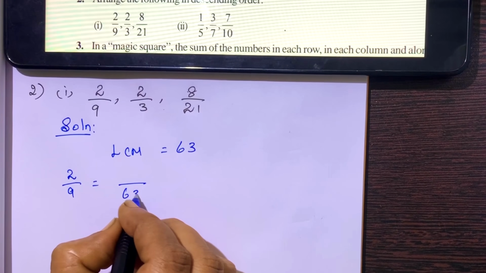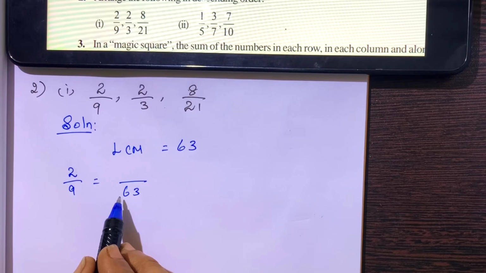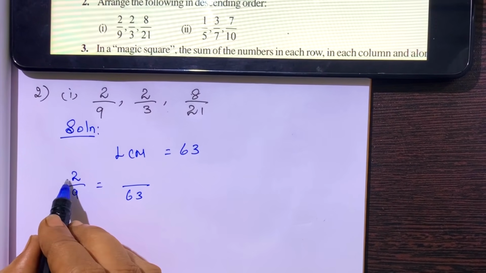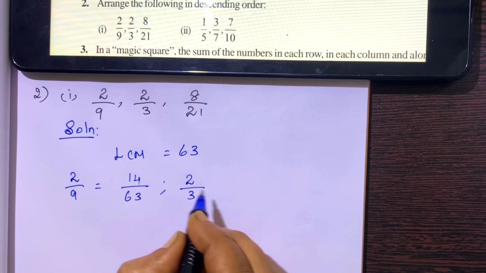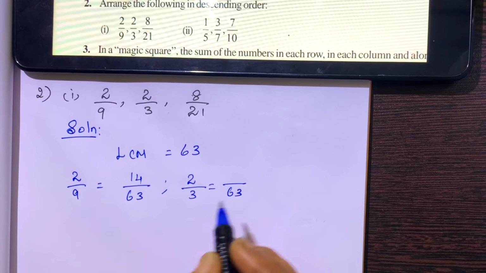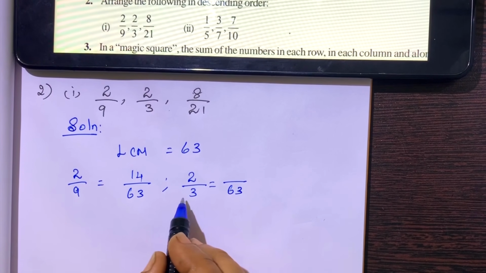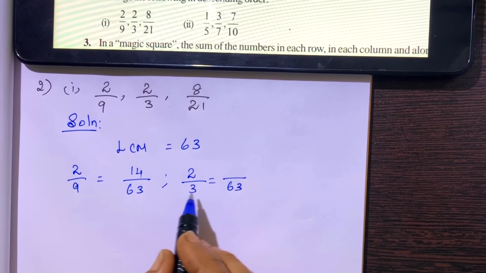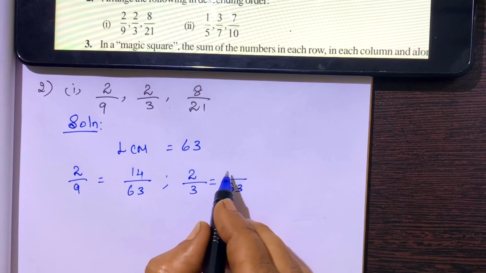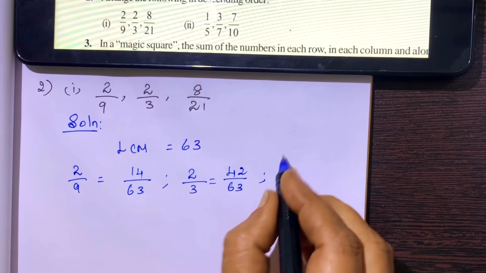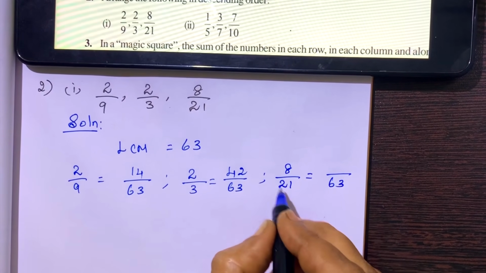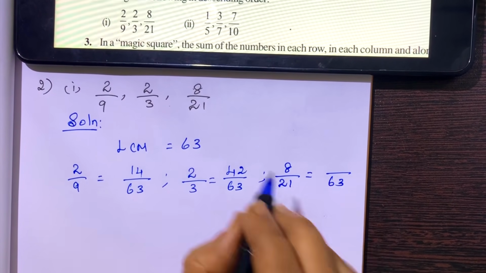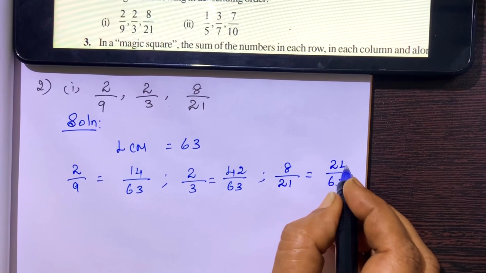First number I am taking is 2 by 9. Making the denominator 63 means 9 7s are 63, so 2 7s are 14. Same like that, 2 by 3. Making it 63 means we have to multiply 3 by 21, so 2 into 21 is 42. Now 8 by 21. 21 3s are 63. So 8 3s are 24.